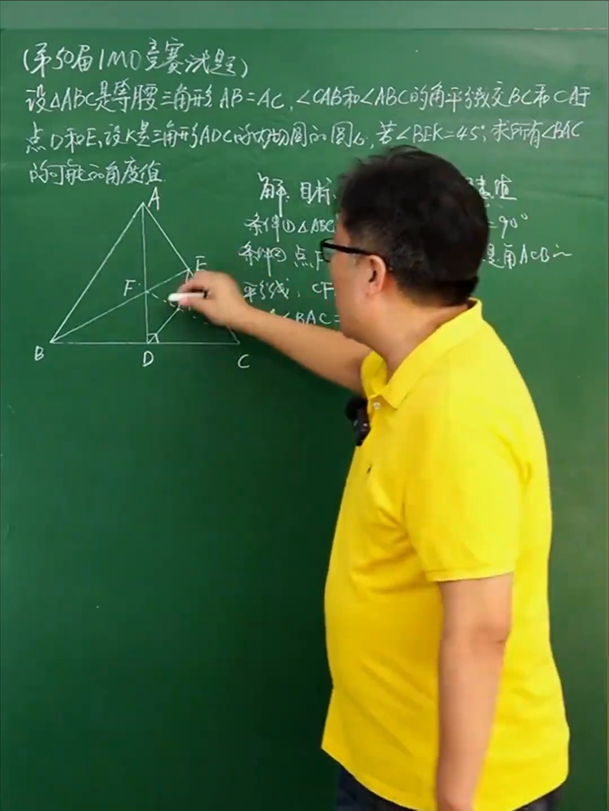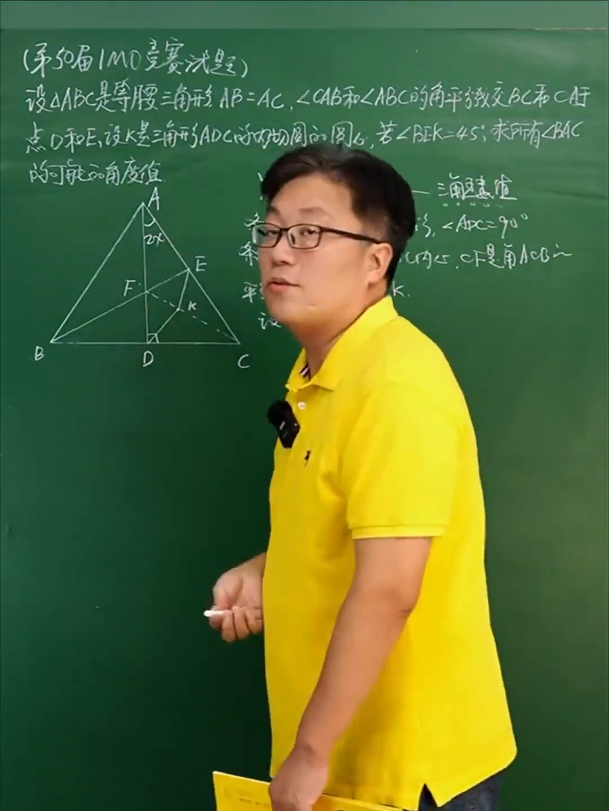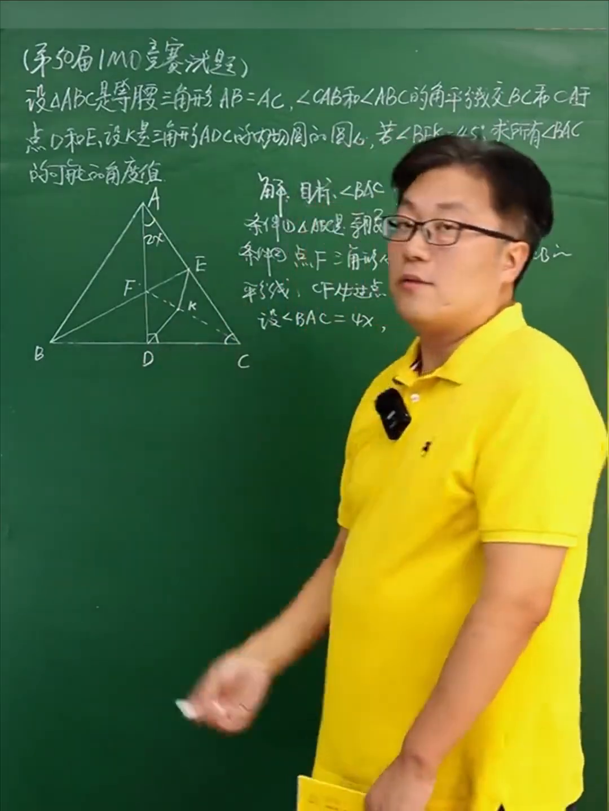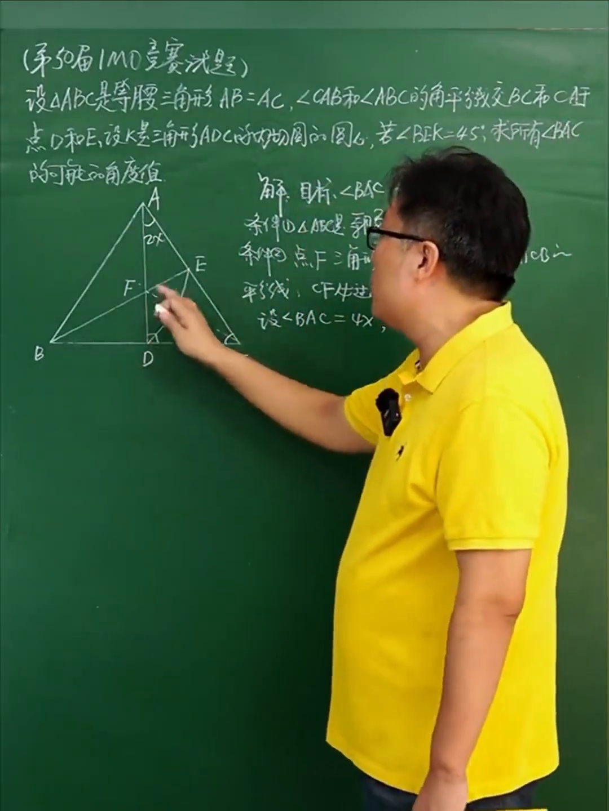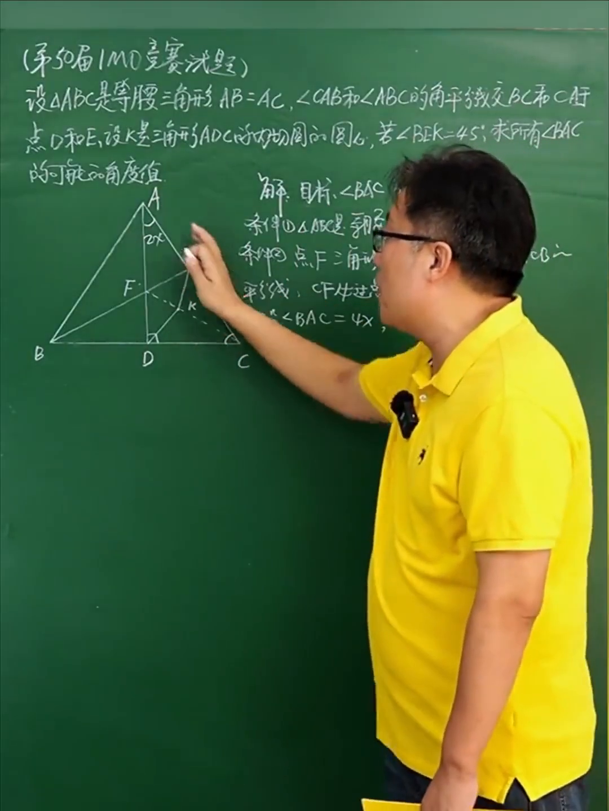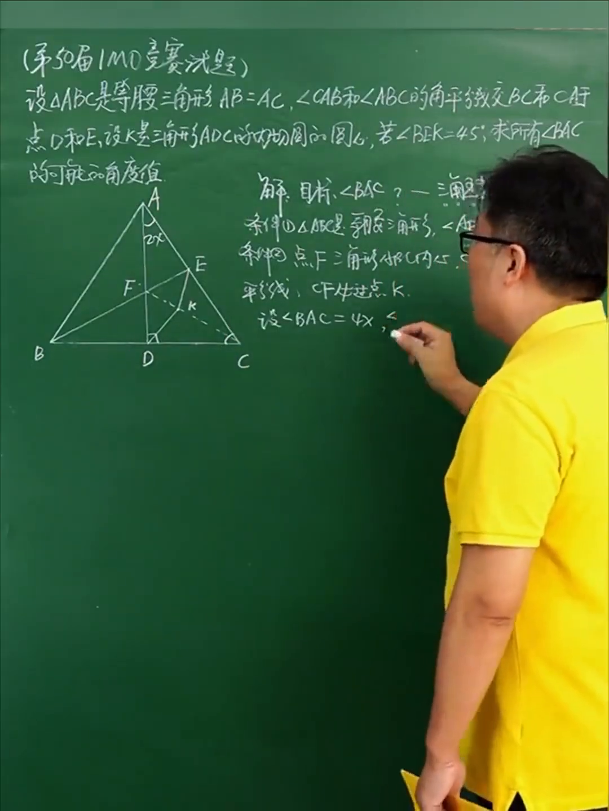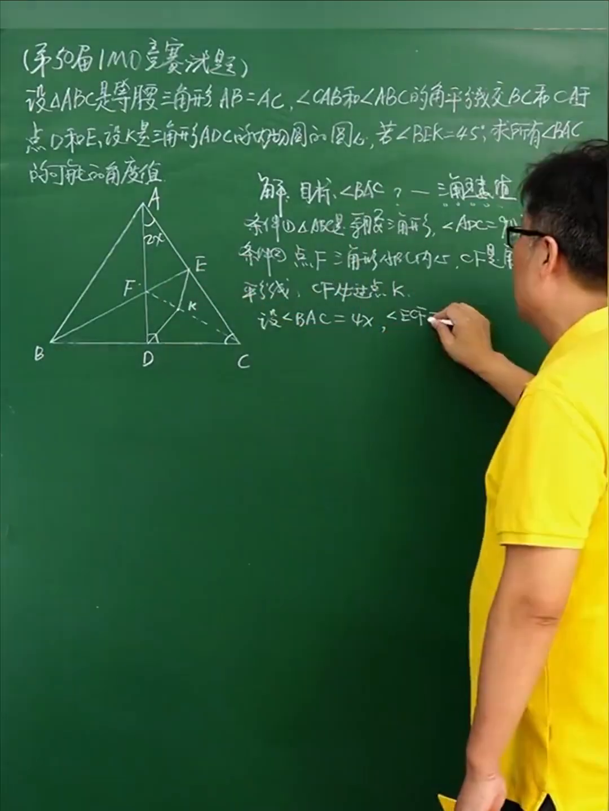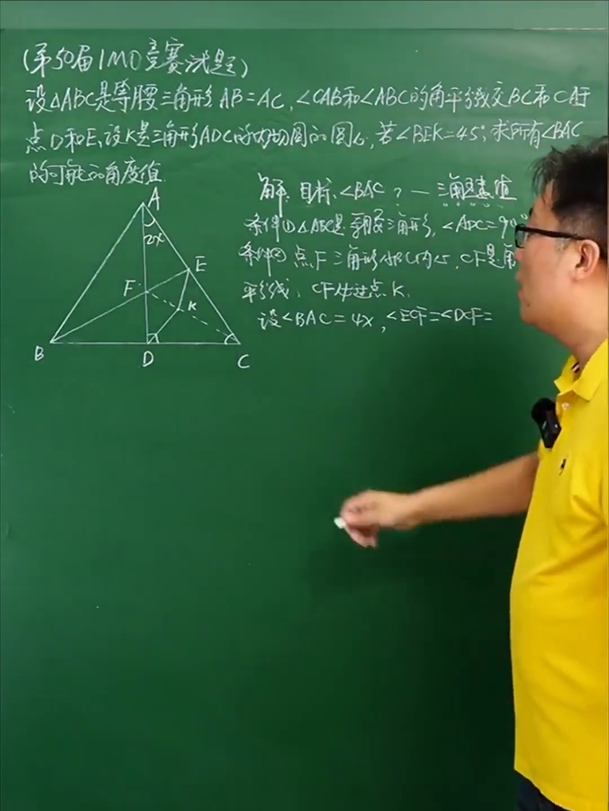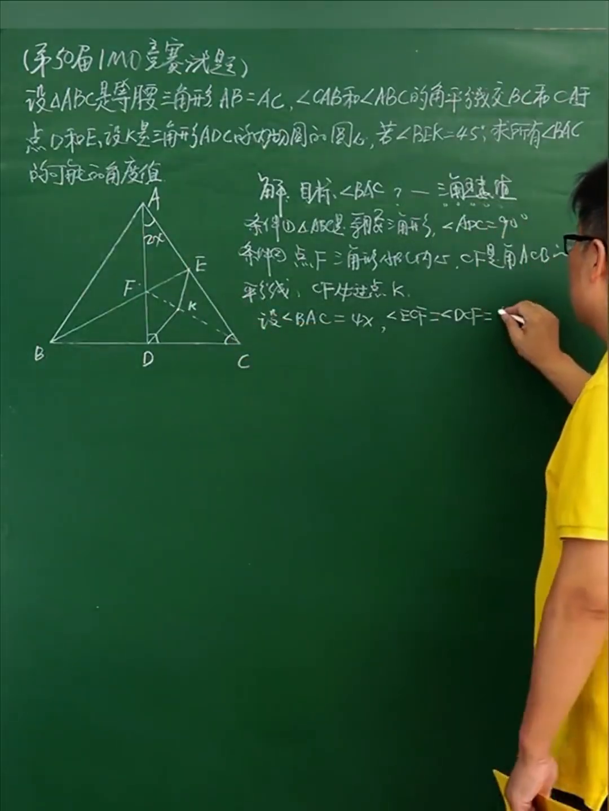If angle BAC is 4x, then let's see what angle DAC is. This angle is 2x degrees. Let's see what angle ACD is. ACD is 90 degrees minus 2x. So, by setting angle BAC, we can express the measures of many of the angles. We can deduce that angle ACF, which equals angle KCD, equals half of 90 degrees minus 2x. That is, 45 degrees minus x.